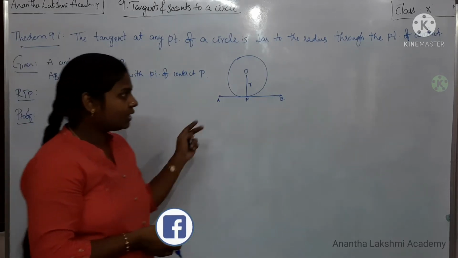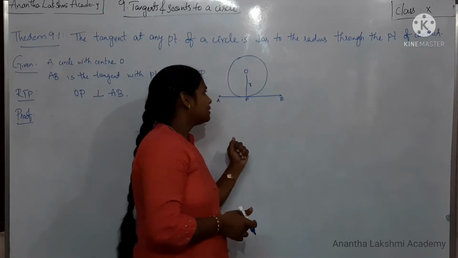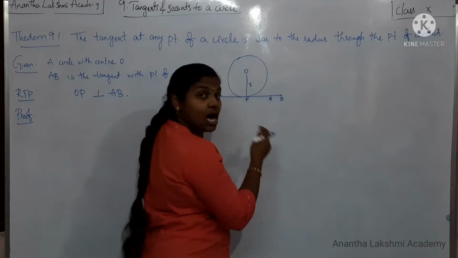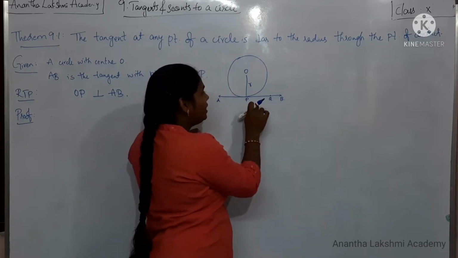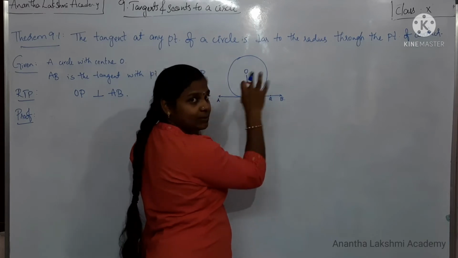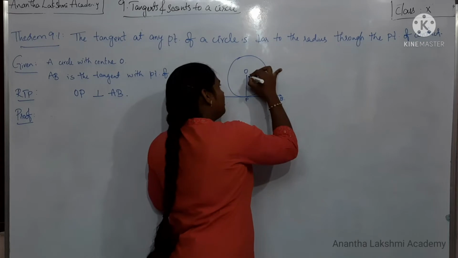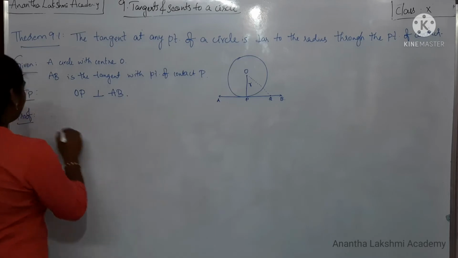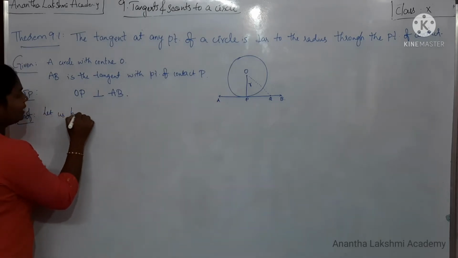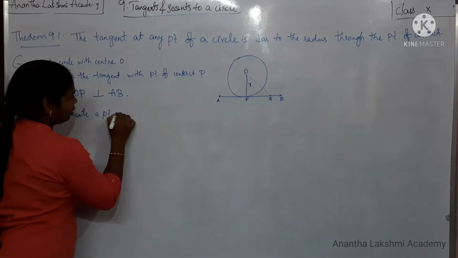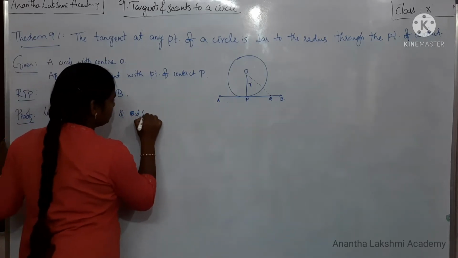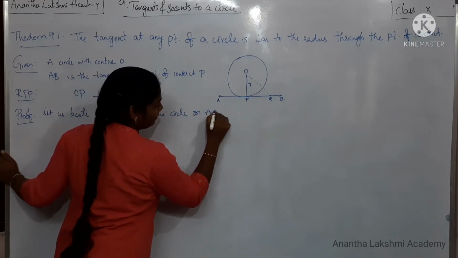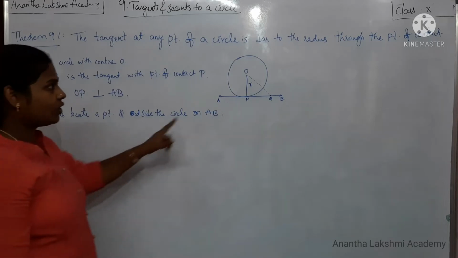How do we prove that OP is perpendicular to AB? So let us consider a point Q, say on line AB outside the circle, because if we draw any point inside the circle, that becomes a secant, not a tangent. So let me join OQ. So proof: let us locate a point Q outside the circle on AB.